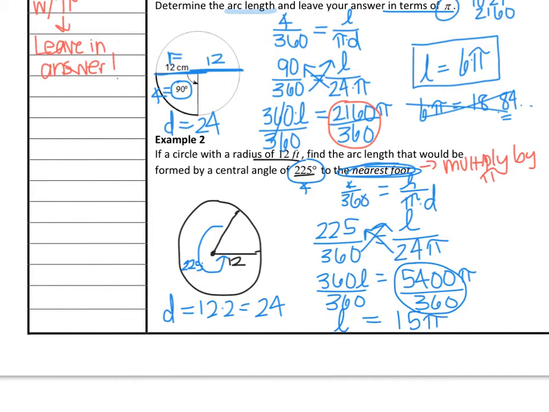But again, since it says to the nearest foot, we're going to multiply 15 times pi in our calculator, which is going to end up becoming 47.1238 and so forth. But nearest foot is going to be the nearest whole number. So we're looking at the 7, and the 7 is going to be kept the same. So it's going to round to 47 feet. Okay. All right. So go ahead and flip on over to the next side.